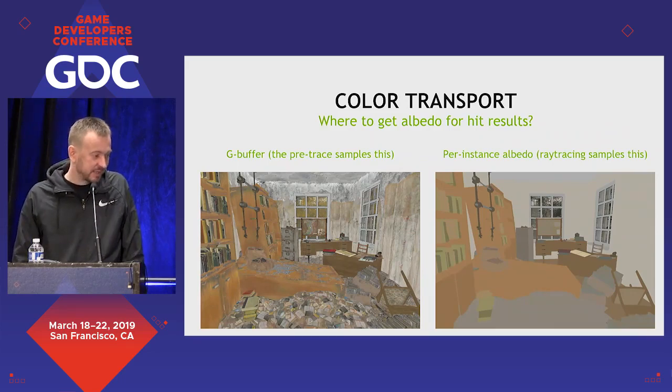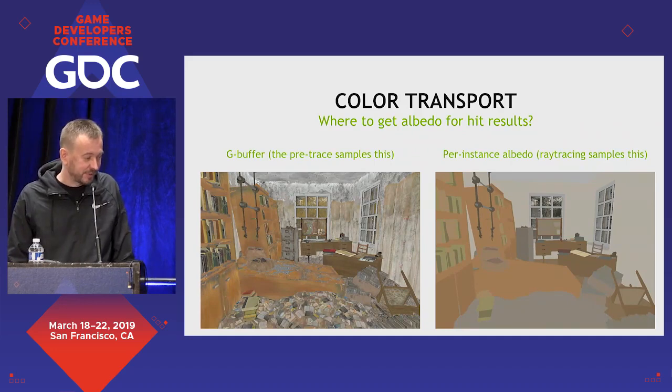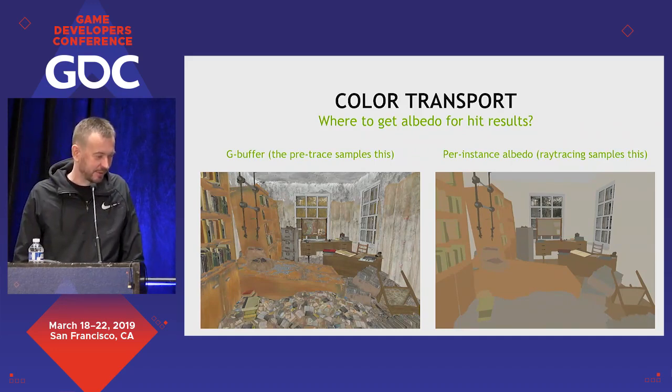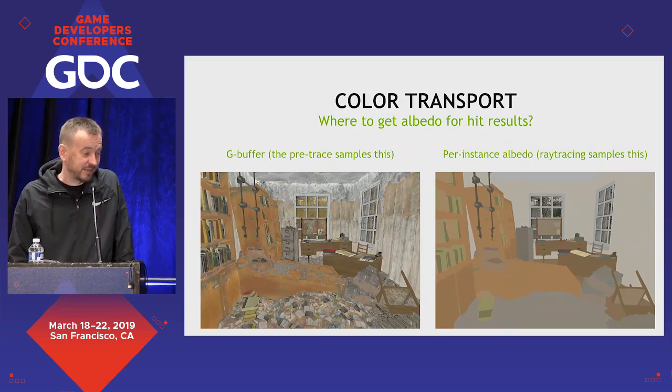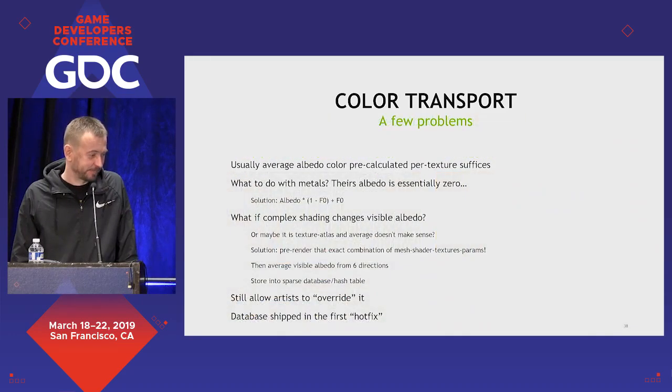The color bleeding is mostly visible on the close-to-contact surfaces, and those are usually found in the G-buffer. And for everything else, because Metro has a lot of instances, pre-filtered albedo works great.